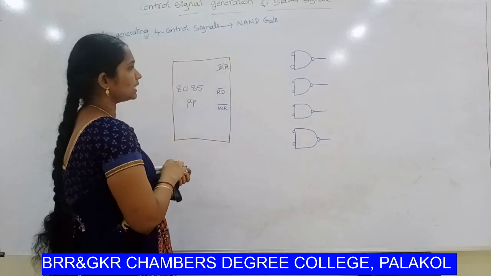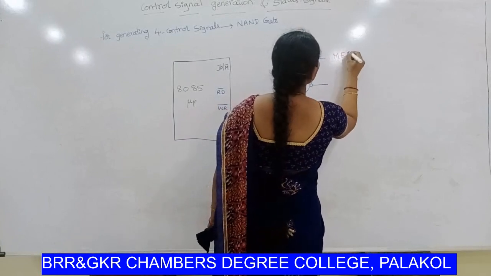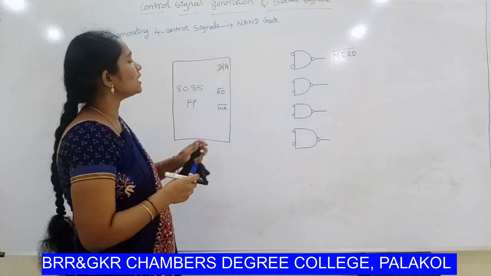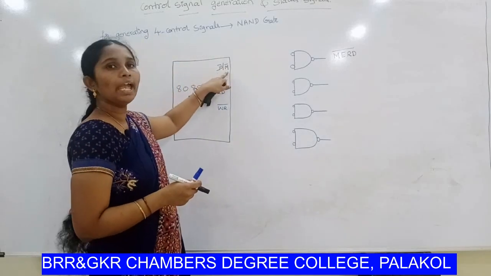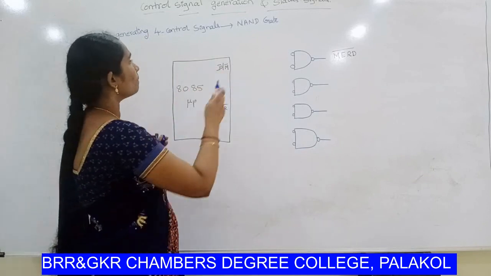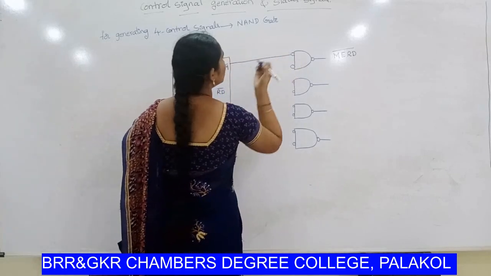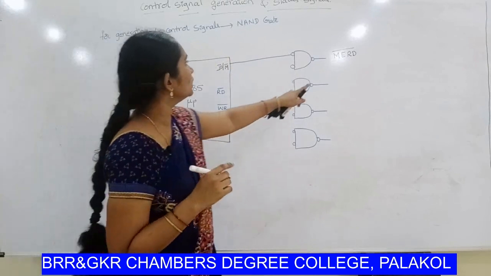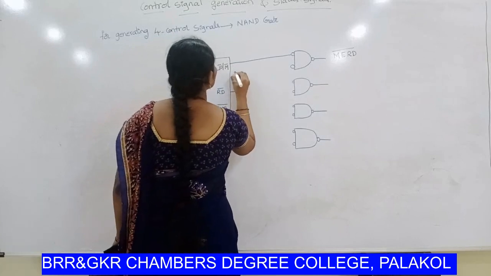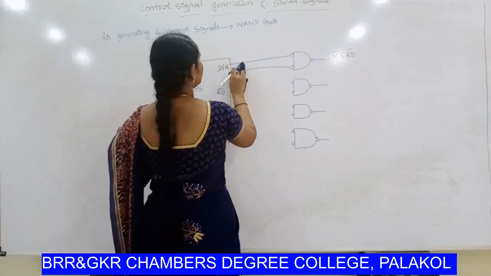Okay, so the first signal being generated is memory read. The memory operation is performed by using IO by memory bar. So here, memory is nothing but we have to connect the line to this NAND gate, and after that it is read bar. So this is a read signal. Connect the signal here.